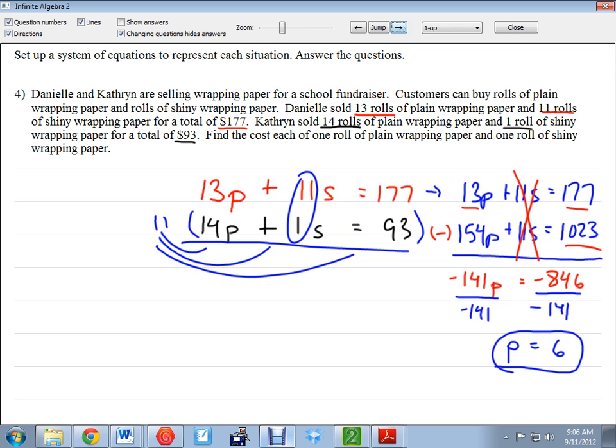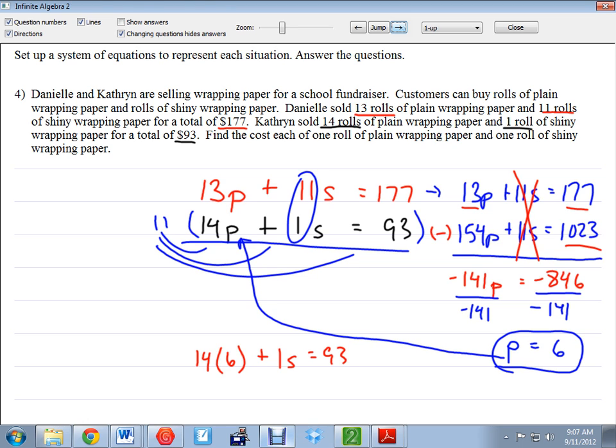Now, what we want to do is find out how much the shiny wrapping paper costs. So I'm going to go ahead and plug that $6 back into either one of the original equations. This time I'm going to pick the bottom equation because it has smaller numbers, and it should make it a little bit easier. So when I plug it in, I'll have 14 rolls times the $6 per roll for plain paper, plus 1 roll times the number of dollars per roll is equal to $93.